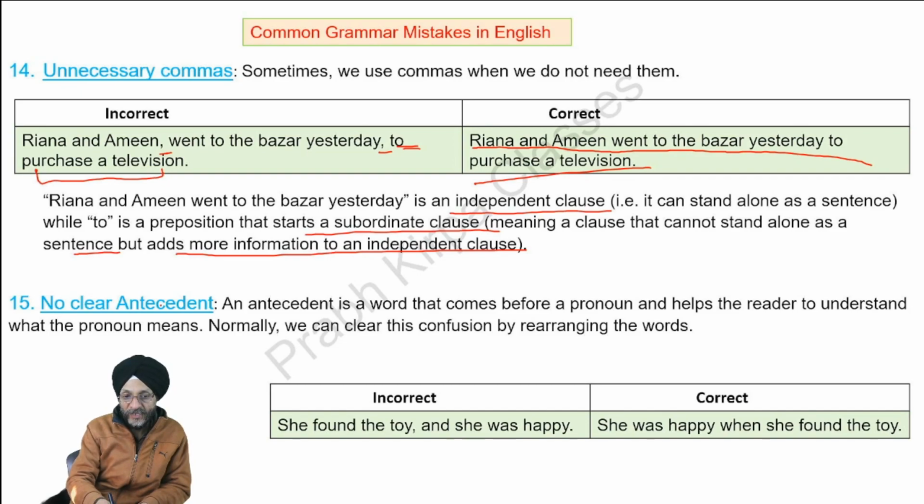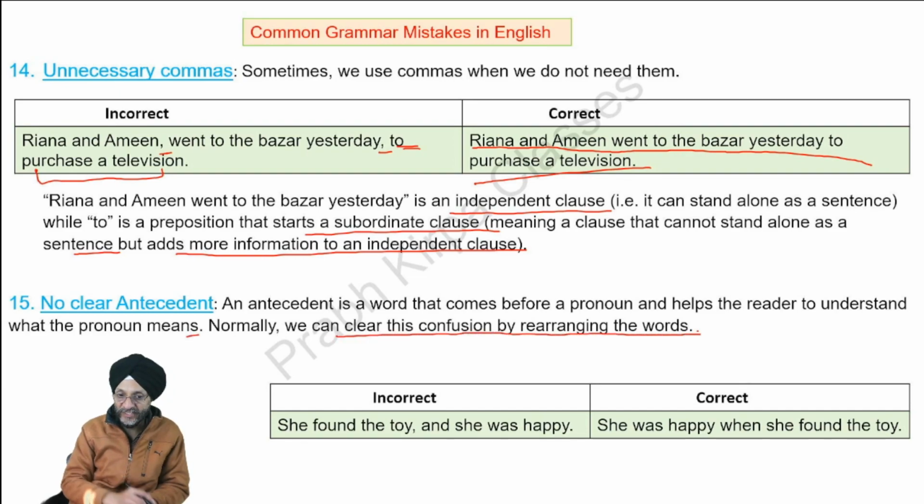Next, no clear antecedent. An antecedent is a word that comes before a pronoun and helps the reader to understand what the pronoun means. Normally, we can clear this confusion by rearranging the words. For example, "She found the toy and she was happy." So the correct sentence will be "She was happy when she found the toy."